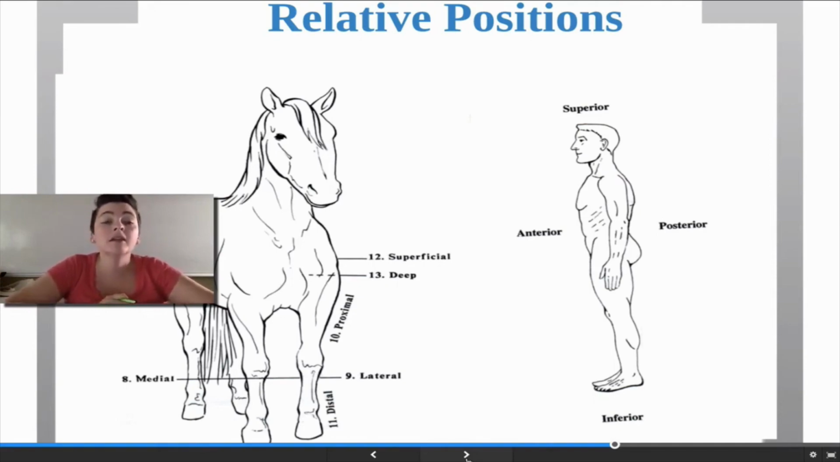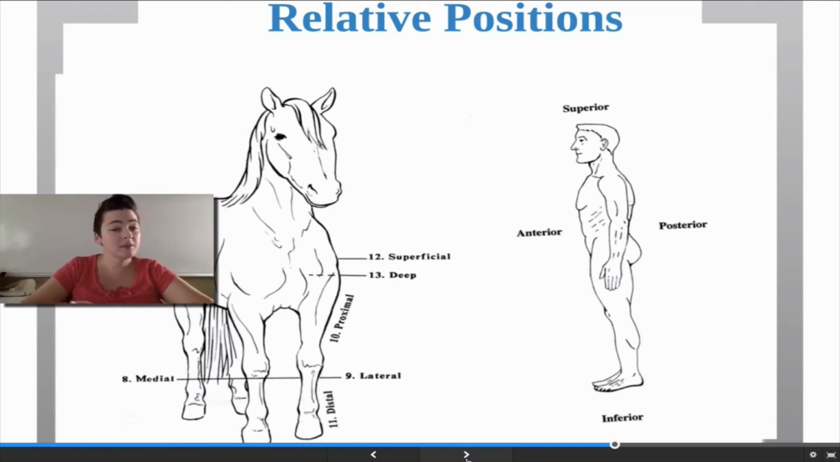And then we have medial and lateral. Medial means towards the midline. So if I drew a line down the center of my body, the closer I am to that line, I'd be more medial. The further away, I would be lateral. So if you took a look at a shirt with buttons, the buttons would be medial to the pocket, which would be lateral. So more away from that midline is going to be lateral, closer to that midline is medial.